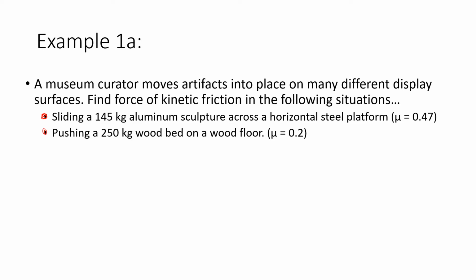A museum curator moves artifacts into place on many different display surfaces. Find the force of kinetic friction in the following situations. Sliding a 145 kilogram aluminum sculpture along a horizontal steel platform. So we have mu, the coefficient of friction, is 0.47 for the aluminum sculpture and the steel platform.